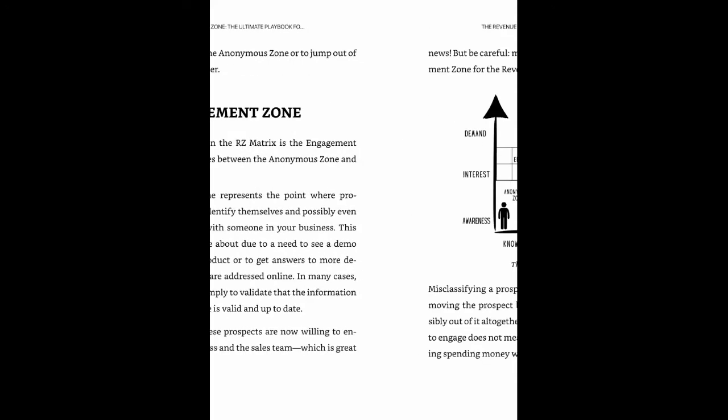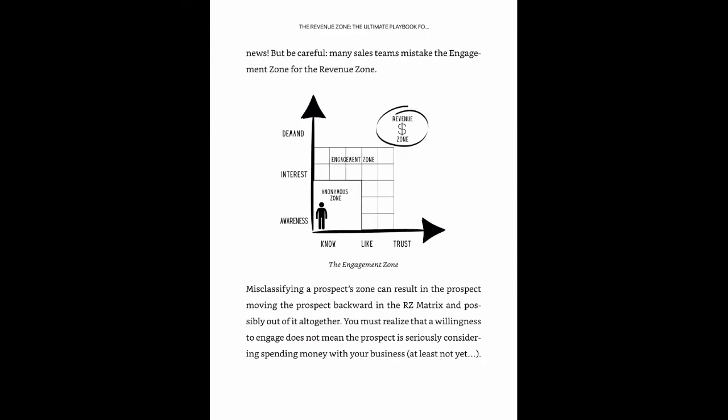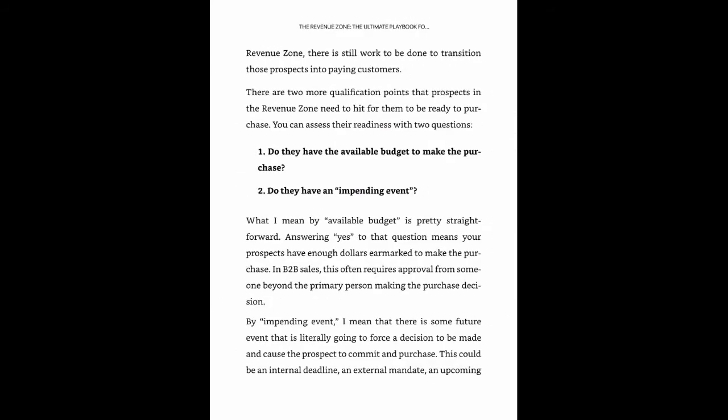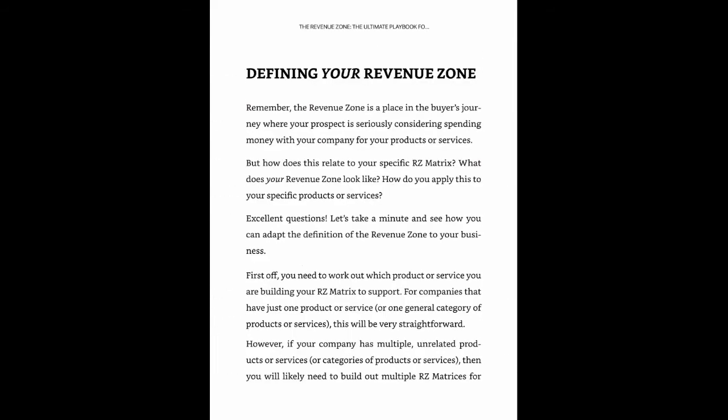Then we go into the second layer, which is called the engagement zone. This may or may not occur, but at this point, the prospect is actually willing to engage with your sales organization or talk to somebody in the business. Again, this may or may not take place depending upon your business and your product or service. And then finally, we talk about what actually occurs to get somebody from the revenue zone to a paying customer, and what are some additional criteria that you need to be aware of and look out for.